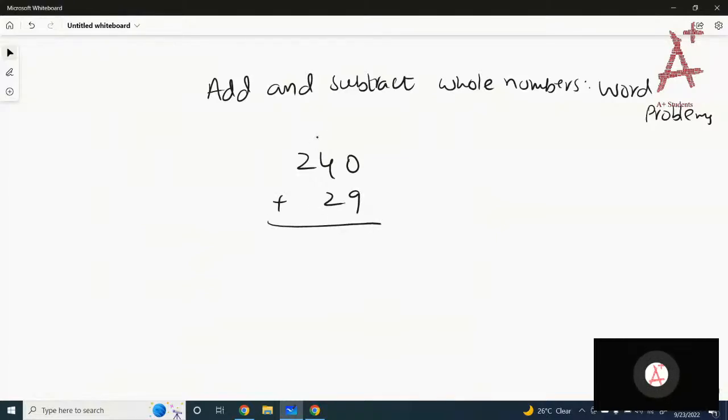So we always start from the rightmost, adding and subtracting from the rightmost digit. The rightmost digit is the digit that is at the ones position. So 0 plus 9 is 9. Then 4 plus 2 is 6. And then you don't have any digit right there, or you can say it's a 0. So 0 plus 2 is 2. Got it?